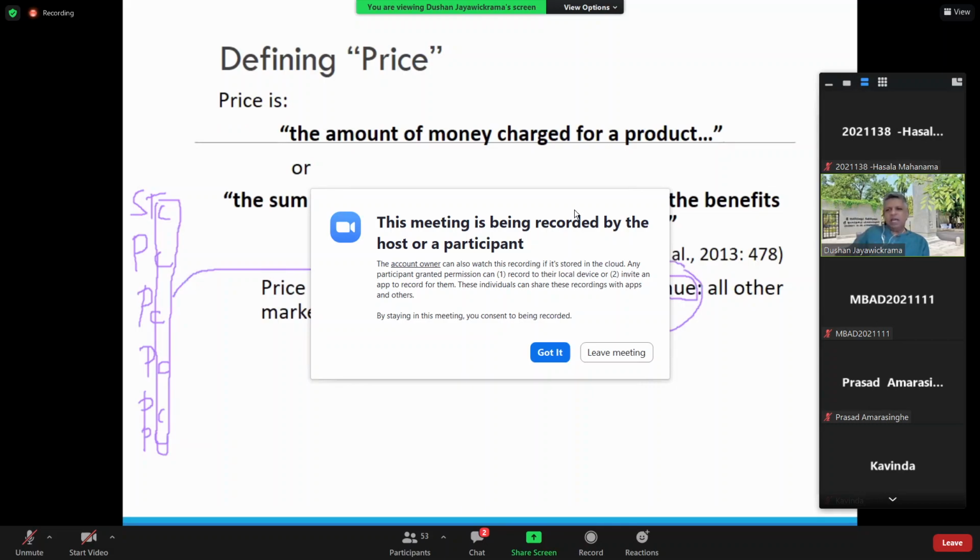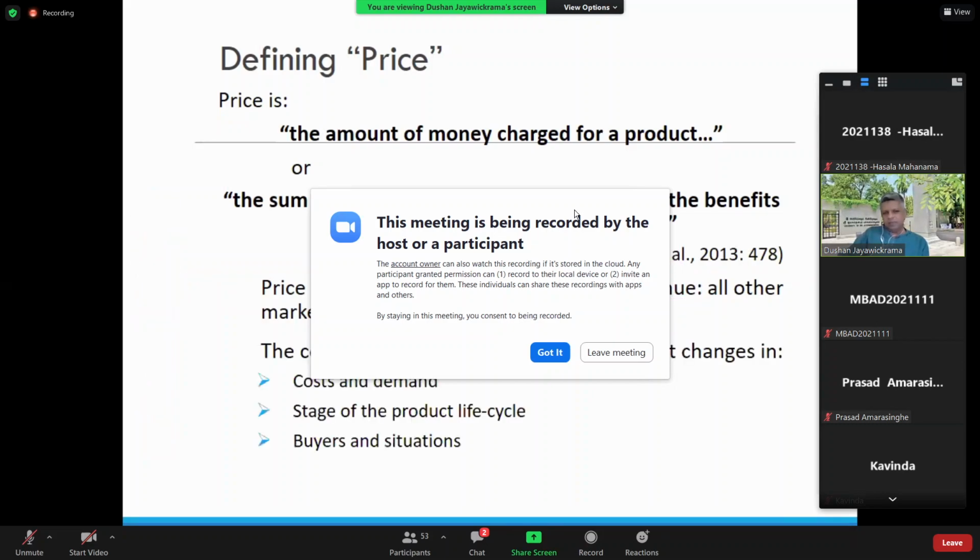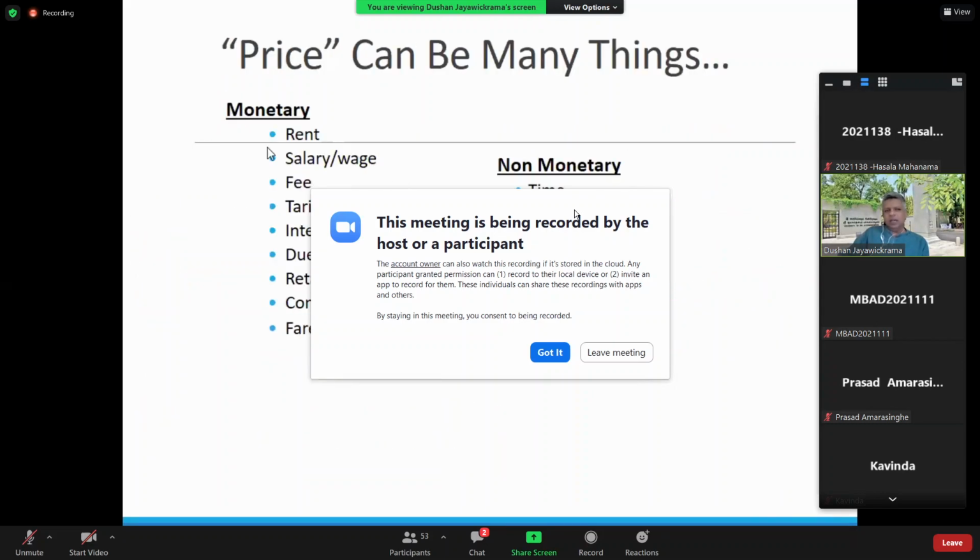Now, that's the basic idea about pricing. And then, in different contexts, we have different prices. Some would call it rent, salary, fee, tariff rate, toll, interest, dues, retainer, commission, fare. These are all different terms we use.